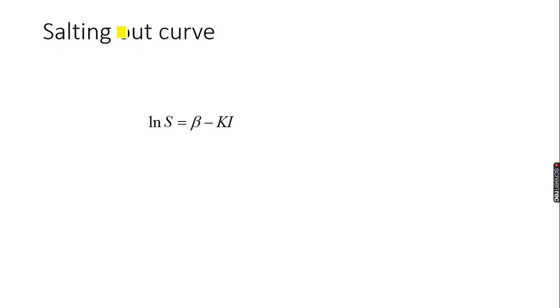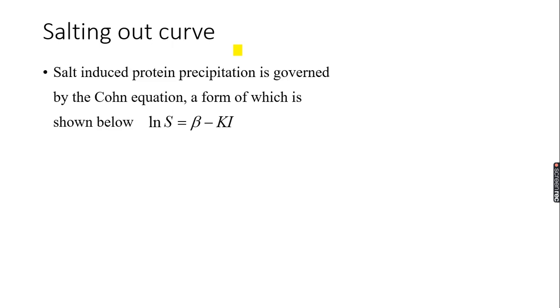Now we are showing here the salting out curve. With increasing salt addition, what happens to the protein? This process is best given by the Cohn equation, which describes a linear relationship between the logarithm of protein solubility and the ionic strength of the solution, I. It is mostly linear. Beta and K are parameters or constants which depend on what kind of protein we are dealing with and what the salt is.